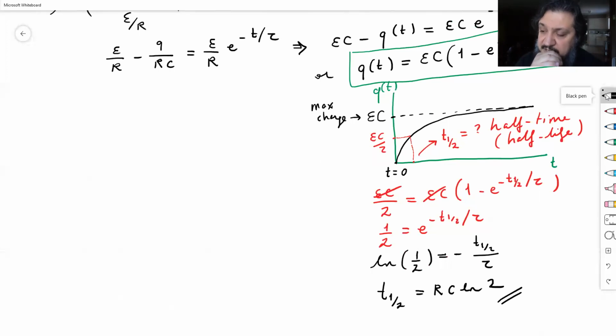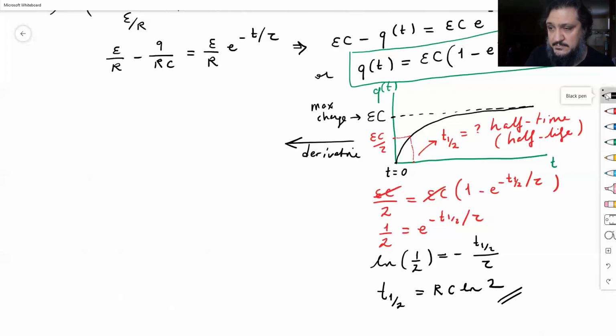So that is a specific time when the charge is half of the maximum charge. Using the same logic, you could find the time when you have 1/3 of the charge, okay? Just like that, ln3. All right, so that's the charge. What about the current? Let's find the current from the charge by taking the derivative.